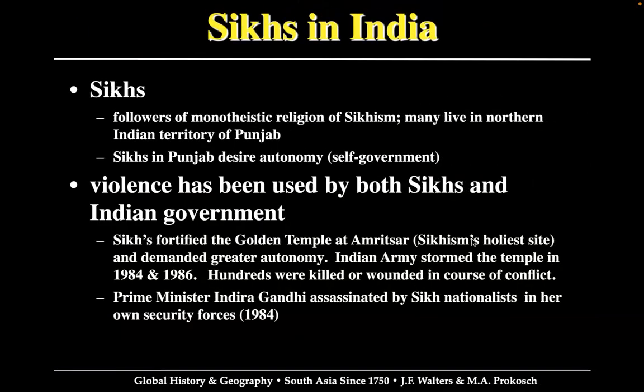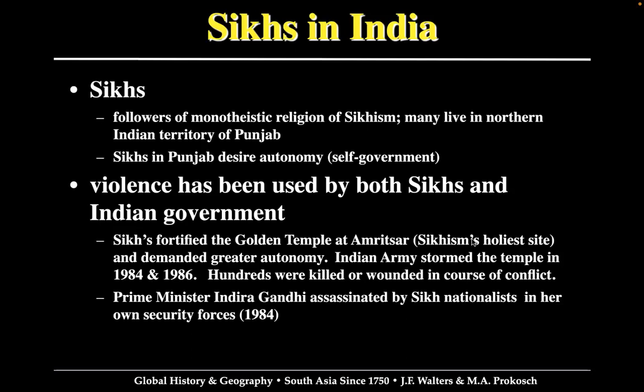All right, Sikhs. So Sikhs are a minority religion in the northern part of India, and Sikhism is a form of a monotheistic religion, although there's a lot of parts of Hinduism involved in it as well. And basically, the Sikhs have historically wanted more and more autonomy, and the Indian government since independence has generally not been favorable towards giving the Sikhs more autonomy. A significant event, 1984 and 1986, the Indian army stormed Sikh temples, killing quite a few people.